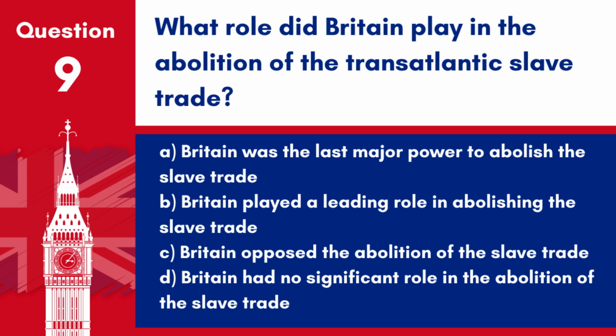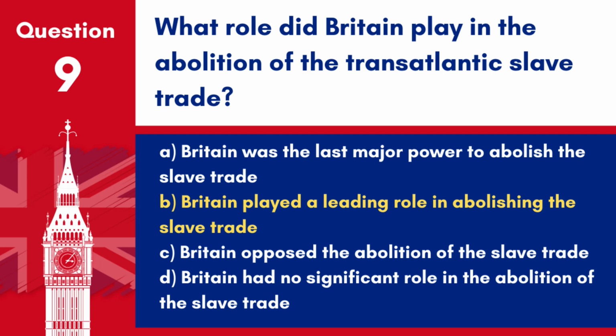A. Britain was the last major power to abolish the slave trade. B. Britain played a leading role in abolishing the slave trade. C. Britain opposed the abolition of the slave trade. D. Britain had no significant role in the abolition of the slave trade. Answer: B. Britain played a leading role in abolishing the slave trade.